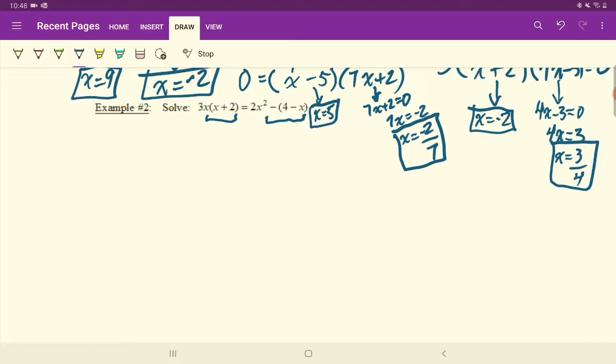We're going to end up with x squared. We're also going to end up with an x term, and then we'll end up with a constant as well. Okay, so here's what we're going to do. Let's distribute. 3x times x is 3x squared. 3x times 2 is positive 6x equals 2x squared. Distribute the negative sign there. So it's minus 4, and then minus negative x becomes plus x.